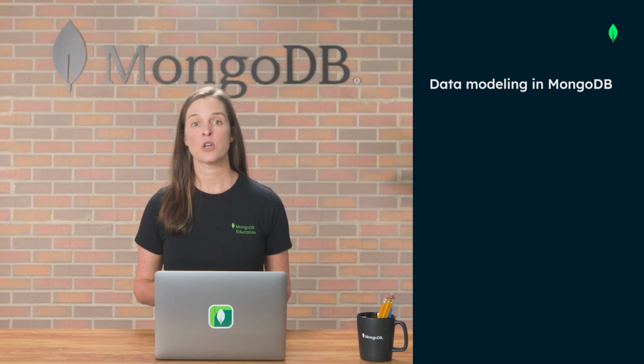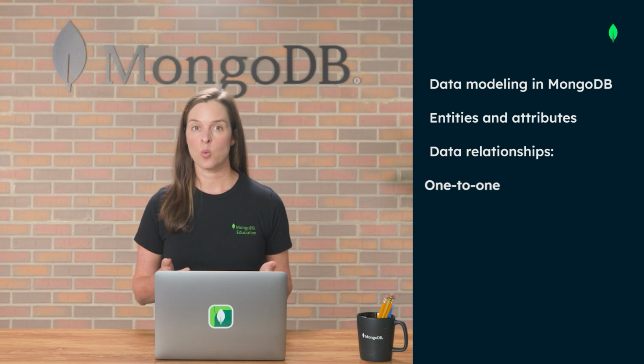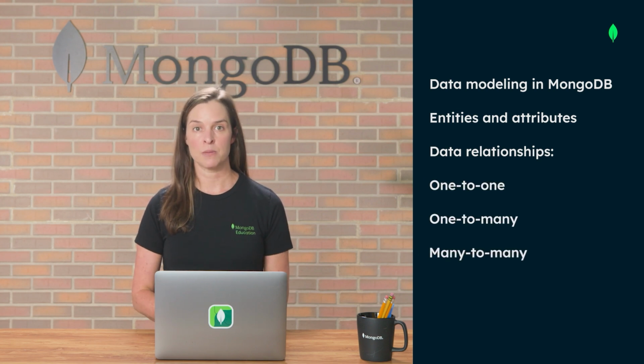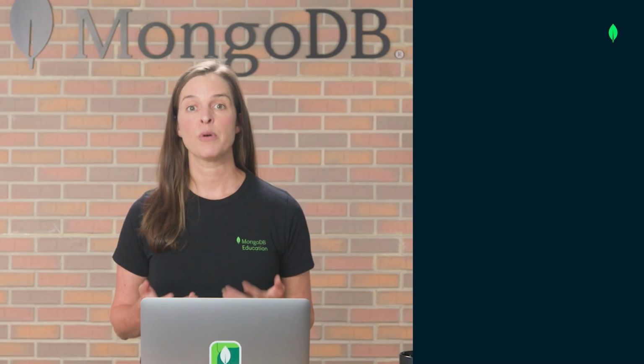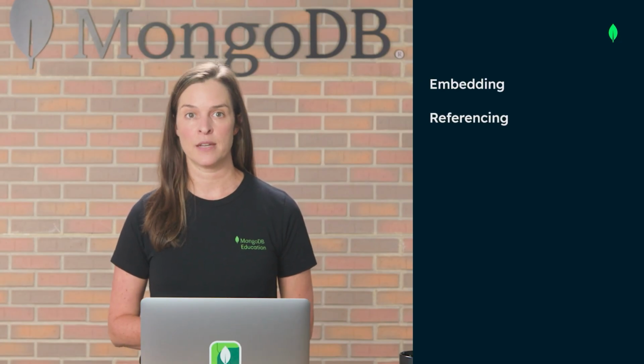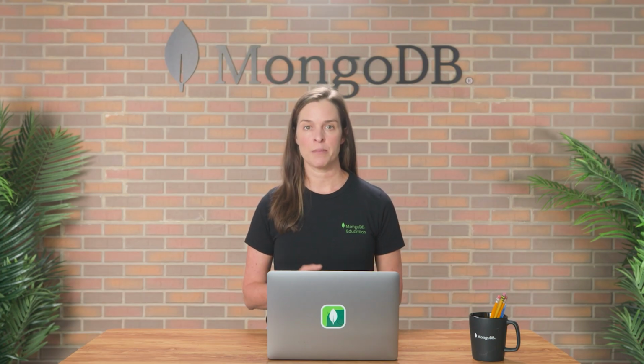First, we'll review the core principle of data modeling with MongoDB. Next, we'll define two key terms in data modeling: entities and attributes, and how these correspond to documents and collections. Then we'll focus on types of relationships among data: one-to-one, one-to-many, and many-to-many. We'll also explore how to model these relationships by using approaches called embedding and referencing. Throughout this video, we'll be applying these data modeling concepts to a movie application.